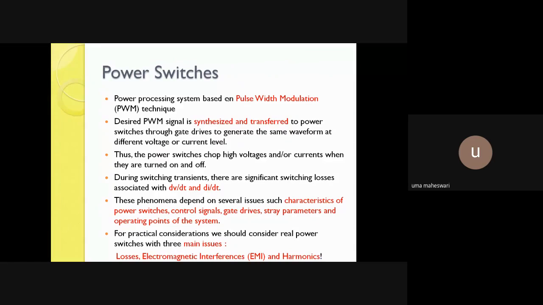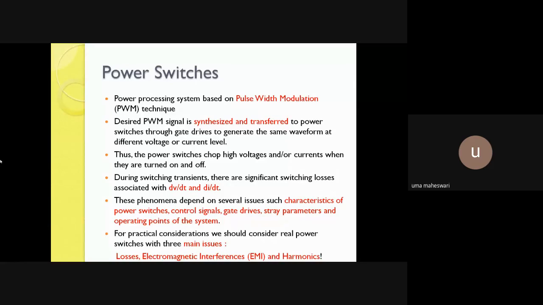And what do the power switches do? In the ideal scenario, the voltage across the switches should be zero and the leakage current should be zero. But the ideal scenario will not happen on the practical side. There will be some deviations, and those components will be dV/dt and dI/dt. So it has to be minimized.